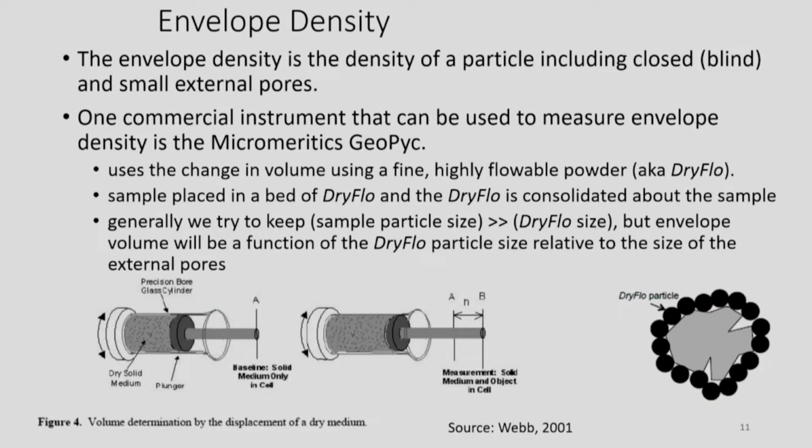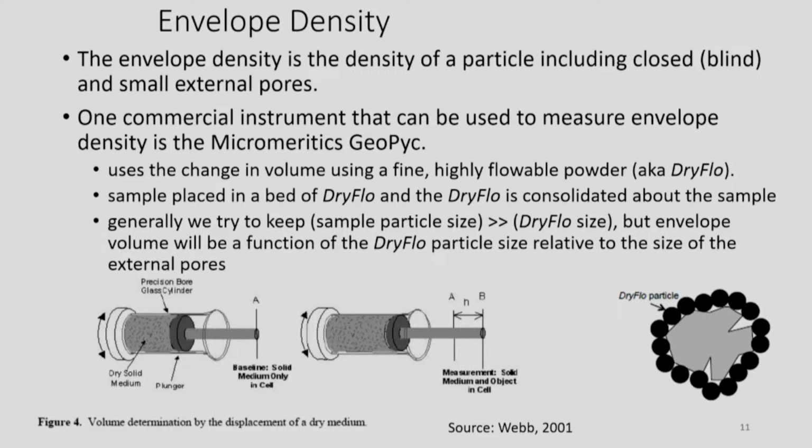Envelope density, again, is kind of like shrink wrapping, right? So we cannot use liquid or gas here. There is only one instrument that does that. Micromeritics makes the GeoPyc that measures this envelope density. What they do is use a specialized, very fine, very free-flowing powder, and those fine powders are pumped around the solids. The machine automatically calculates how much powder covers the individual particle, making an envelope around each individual particle.